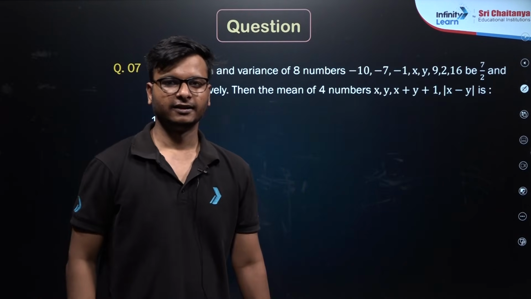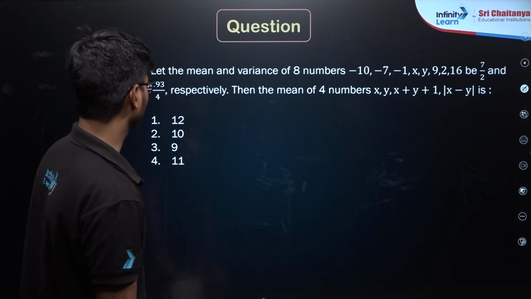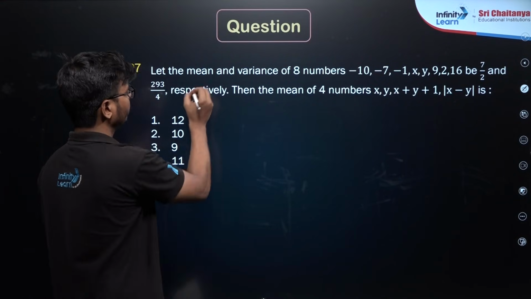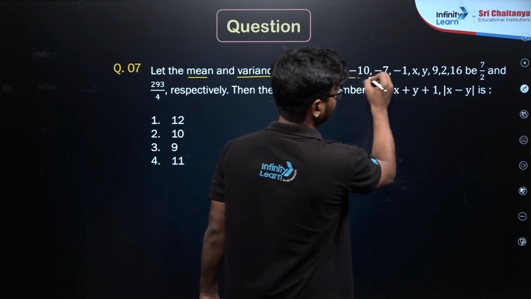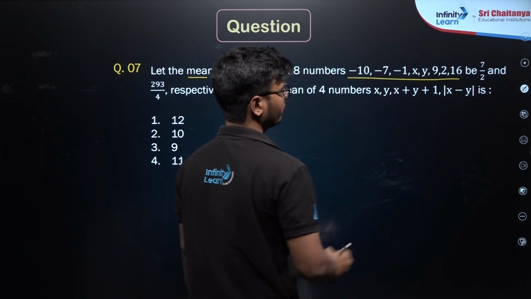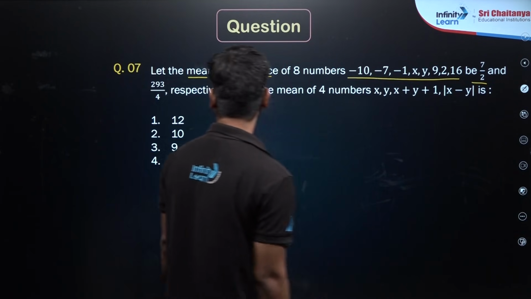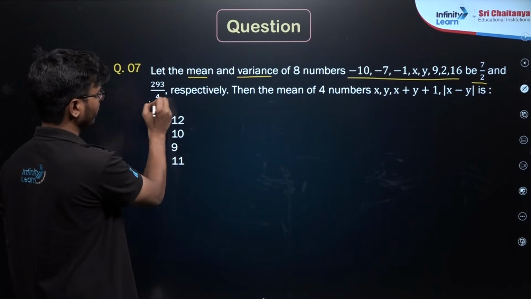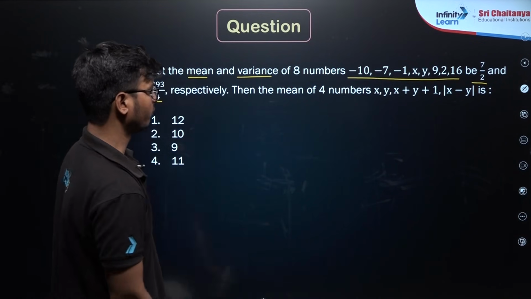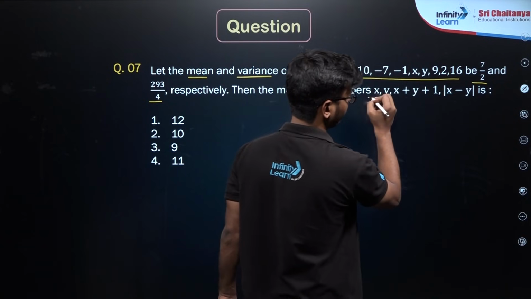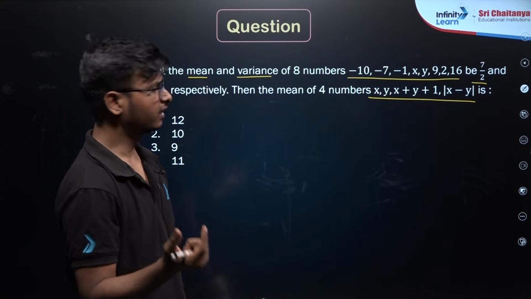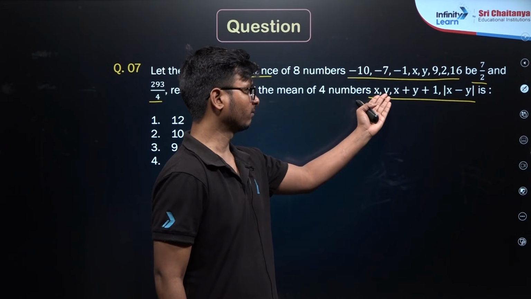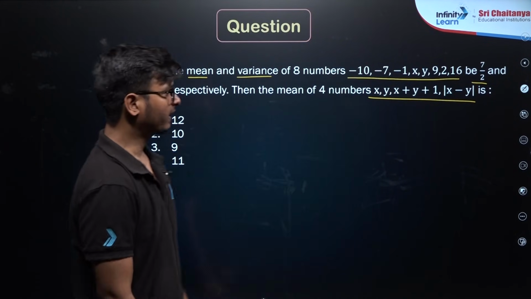Okay. So let's read the question. We are given the mean and variance of the numbers. These are the 8 numbers we are given, and the mean is given as 7 by 2 and the variance is given as 293 by 4 respectively. We have to find the mean of 4 numbers, and the numbers are here. So first of all, we have to find the value of x and y, correct? Because we are given the numbers as x, y. So how can we solve that?